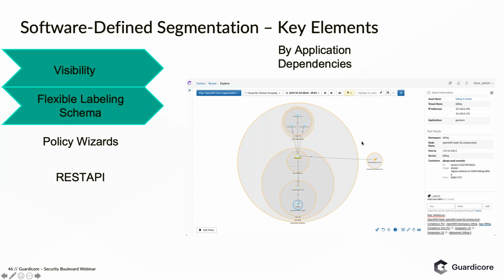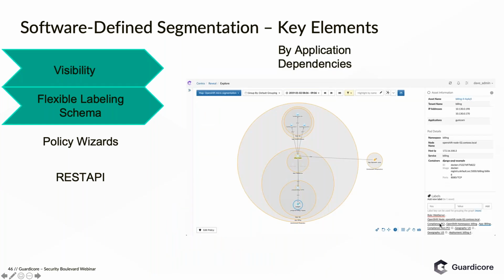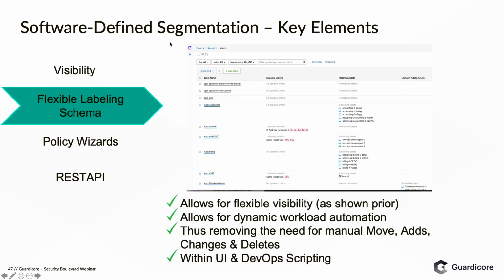So you're able to see all the workflows of the application. You're able to see everything about it, as well as the labels, the flexible labels. And this is how you get those flexible views, by those labels. The next thing is you need to have a flexible labeling schema. The idea is we want to remove moves, adds, deletes, and changes.